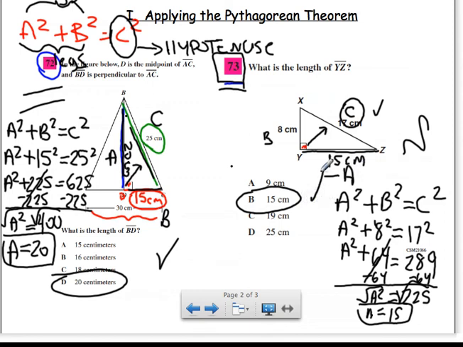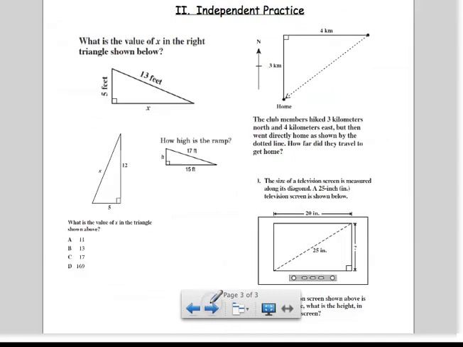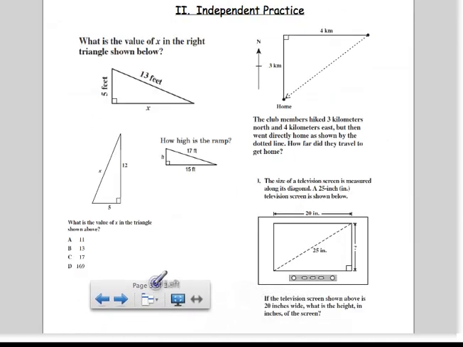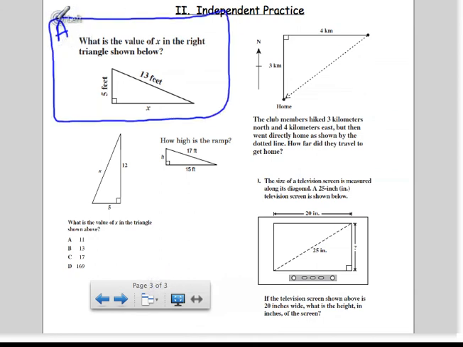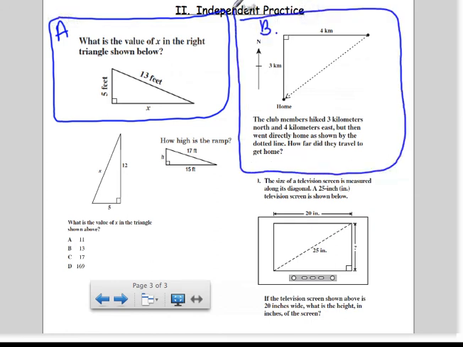Okay, now you've had some guided practice on how to label a right triangle with sides A, B, and C, and then how to use the Pythagorean theorem to find the length of the missing side. It's now time for independent practice. There are 5 problems here which I'm going to label. This first one, what is the value of x in the right triangle shown below? The second one, the club members hiked 3 kilometers north and 4 kilometers east, but then went directly home as shown by the dotted line. How far did they travel to get home?